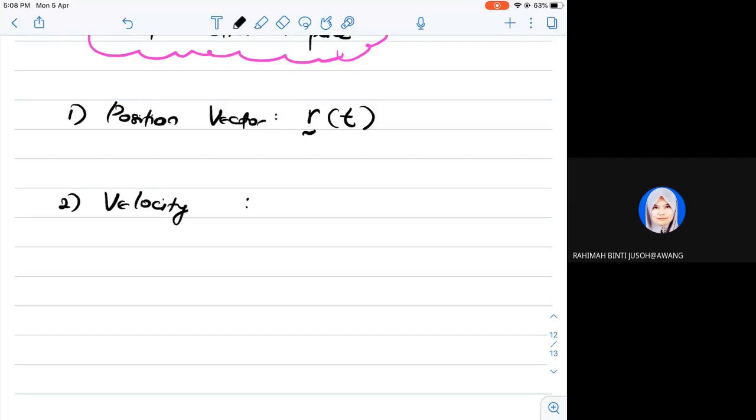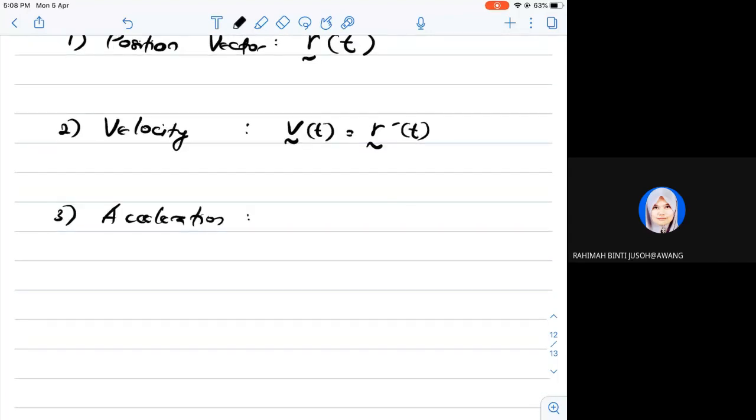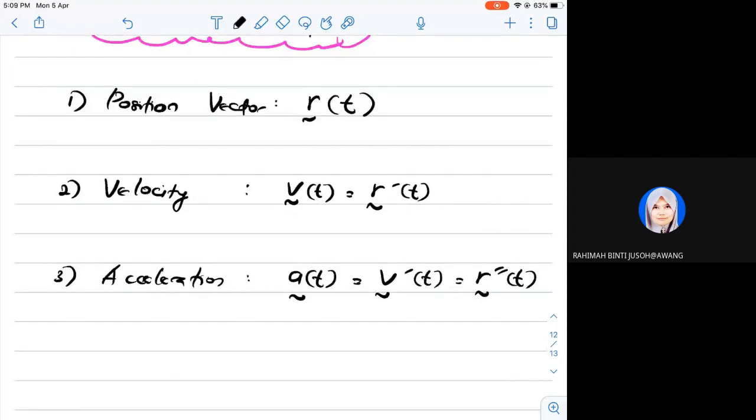Okay, velocity equals to V(t). We need to differentiate our position vector. Macam tu. Number 3, we have acceleration. Okay, denoted as A(t). Formula dia adalah you have to differentiate your velocity. Or you have to differentiate twice your position vector. Macam tu.